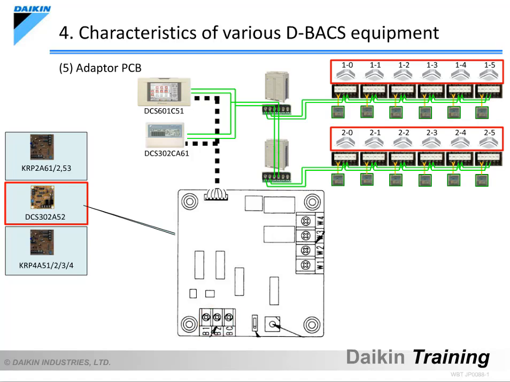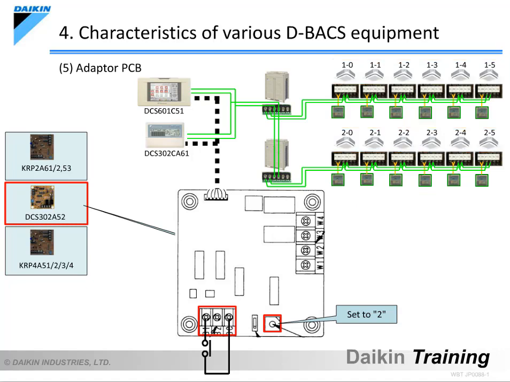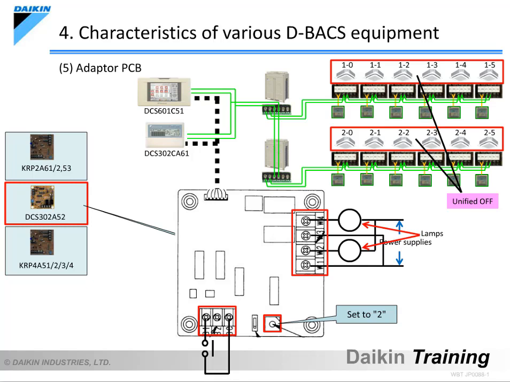Contacts are connected to terminals B1, B2 and BC on the adapter PCB, and the control actions are selected using a rotary switch. For example, when the rotary switch is turned to 2 and the normally open A contact between terminals B1 and BC is closed, all the indoor units start operating collectively, and when this contact is opened again, they stop operating collectively.